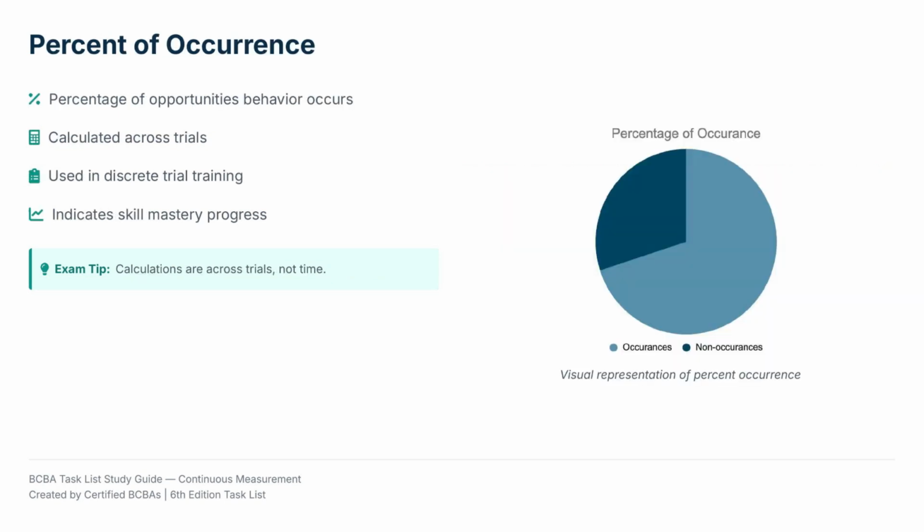Another measurement dimension is percent of occurrence. This measure calculates the percentage of opportunities in which the behavior occurs. Percent of occurrence is commonly used in discrete trial training, where behaviors occur across clearly defined trials. For example, if a child correctly labels an object in 8 out of 10 trials, the percent occurrence would be 80%. An important exam tip is that percent calculations are based on trials or opportunities, not time.